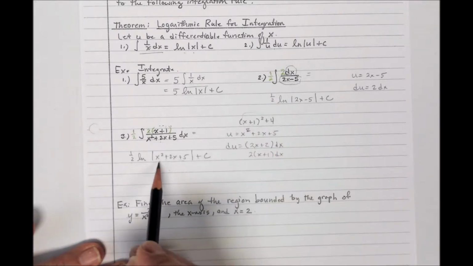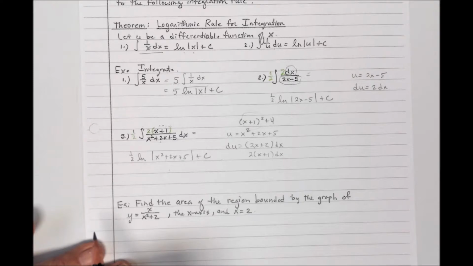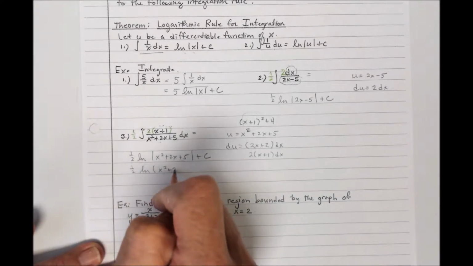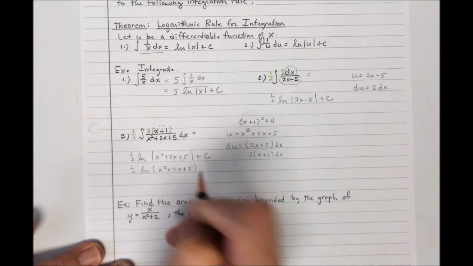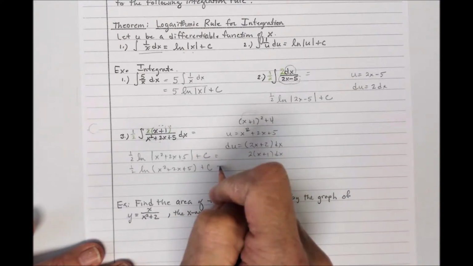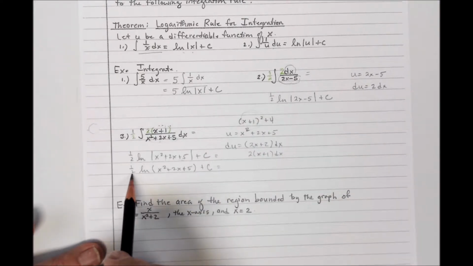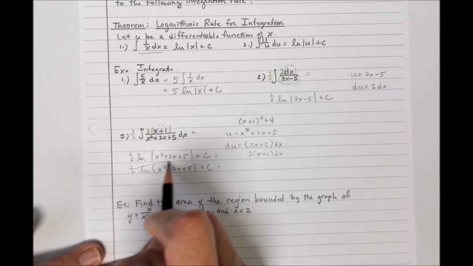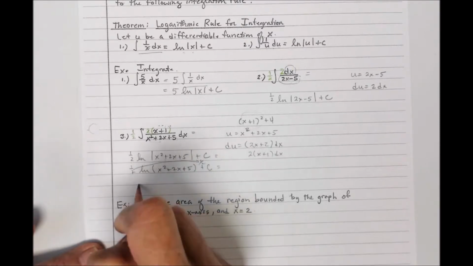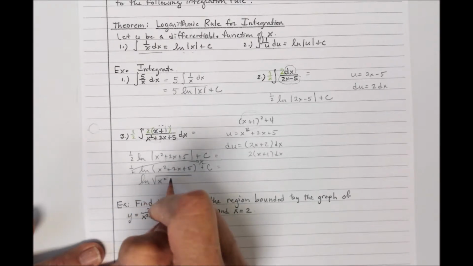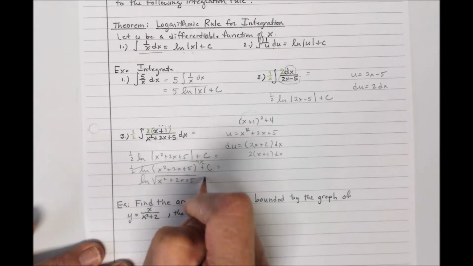So I don't need absolute value bars there. I could write this as 1/2 the natural log of the quantity x squared plus 2x plus 5, because again, the stuff inside the parentheses is always greater than 0. And then on top of that, I could do the little trick by taking the constant out in front, bringing it up here as an exponent. So then I have the natural log of this expression to the 1/2, or the square root of x squared plus 2x plus 5, plus a constant.